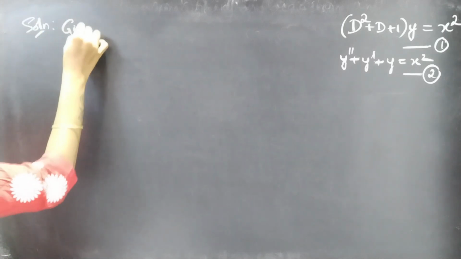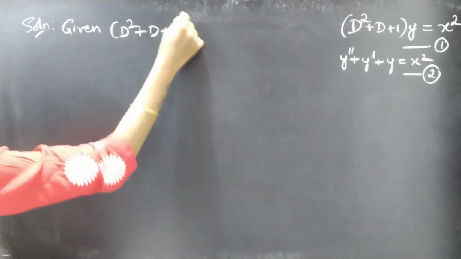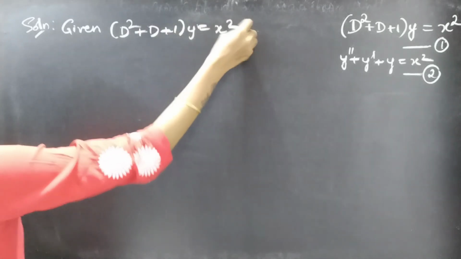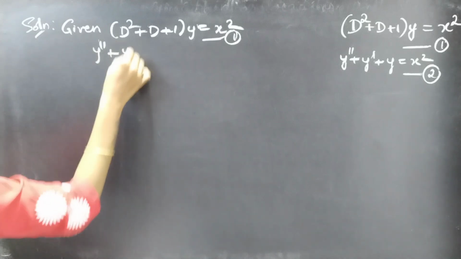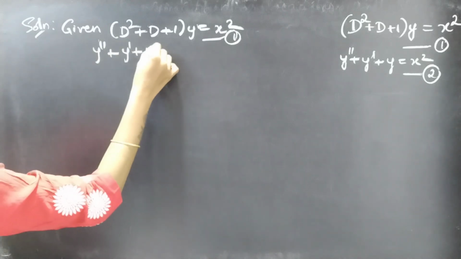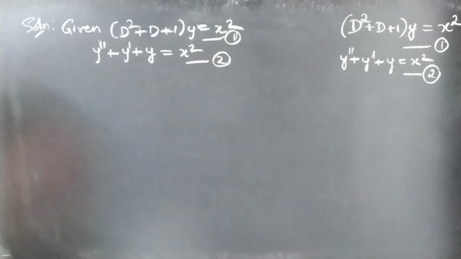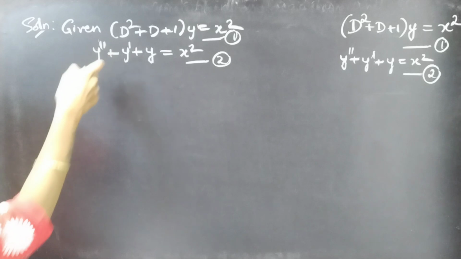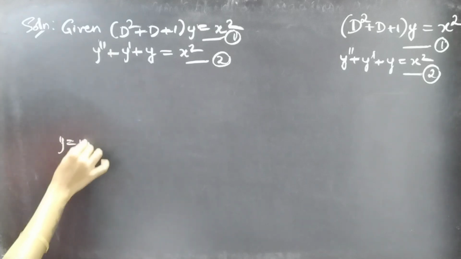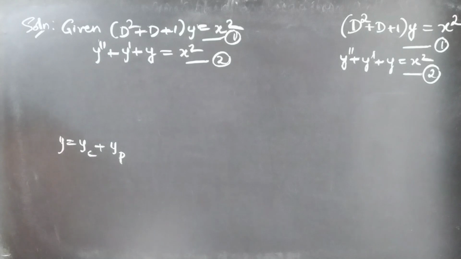Given equation (D² + D + 1) y = x², or we can write it as y'' + y' + y = x². We have considered it as equation number 2. Now we'll find the general solution to the given equation, which is given by y = yc + yp, right?